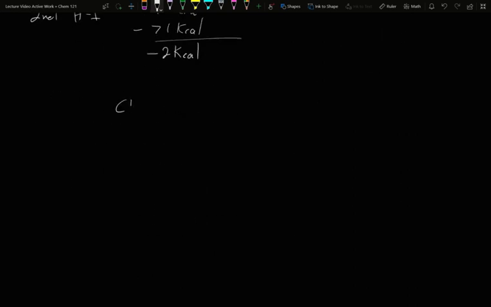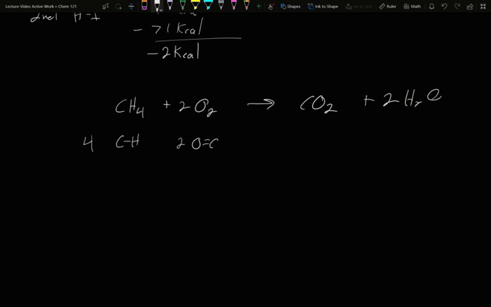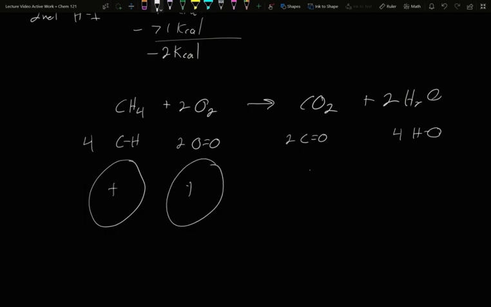So if you have something like CH4 and O2 going to CO2 and water, then what you really have is 4 CH bonds, 2 OO double bonds. Over here you'll have 2 CO double bonds and a total of 4 HO bonds. If you knew the bond dissociation energy for all of these, you could calculate out the energy that has to go in to break these, so positive amounts to go in, and the energy that comes out when you form your products. The difference between them will be the delta H.